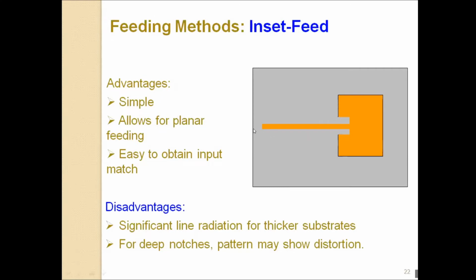So here the calculation is the length and width of the inset feed line. At this point, the antenna impedance has to be properly matched. Then only can the current be excited with the help of the inset feed. So it has significant radiation because of its thickness. The substrate thickness plays a major role.